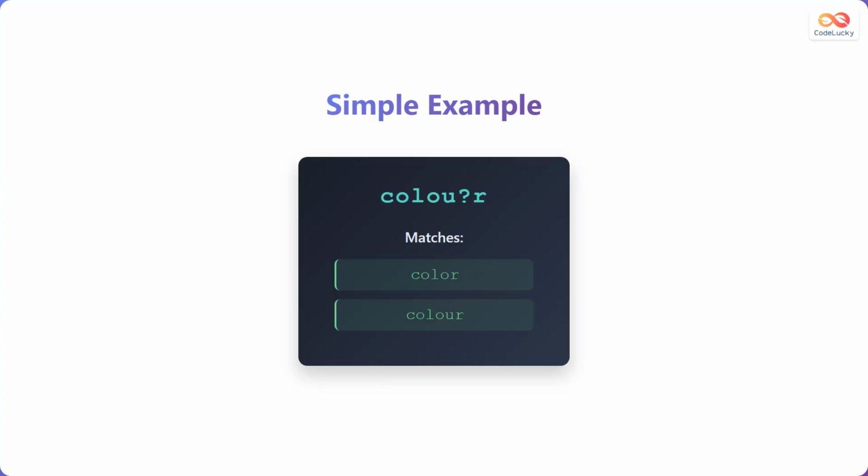Consider the regular expression pattern COLOU?R. It matches both COLOR and COLOUR. The U question mark makes the letter U optional. Thus, the pattern will match the American and British spellings of the word color. The matches are COLOR and COLOUR.